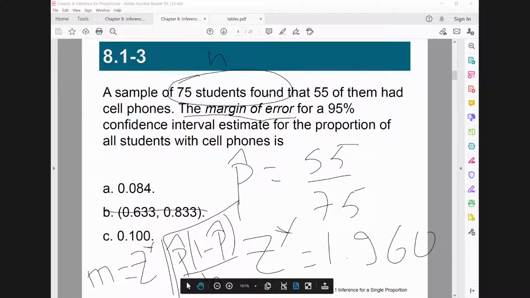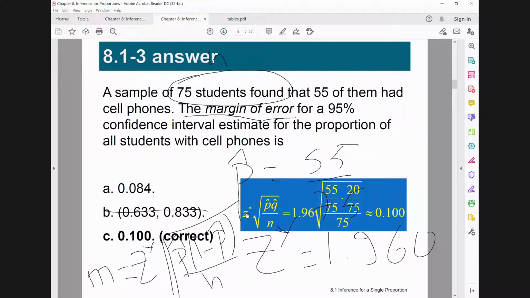But after computation we can conclude the correct answer is C and not A. Then we have the margin of error is 0.100. Let's move to the next one.